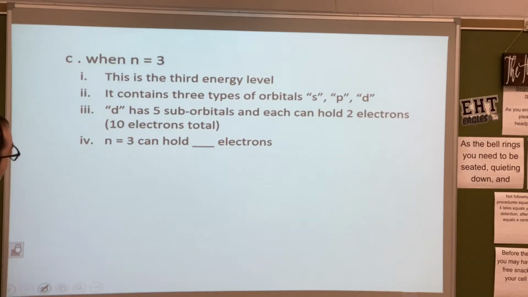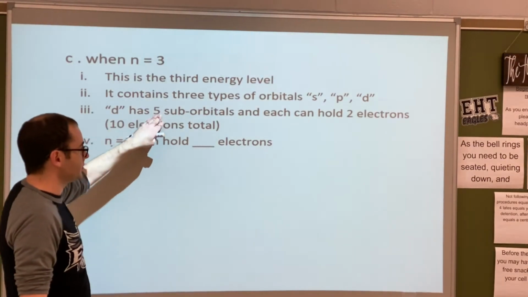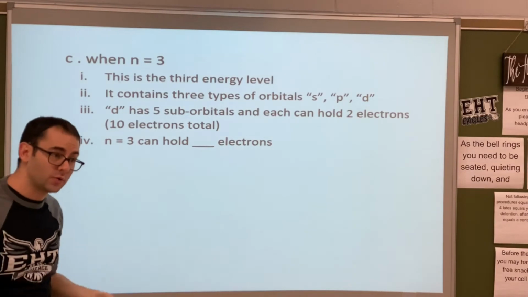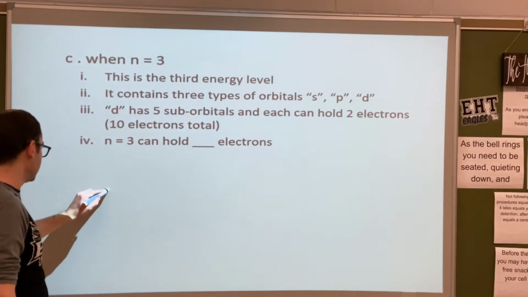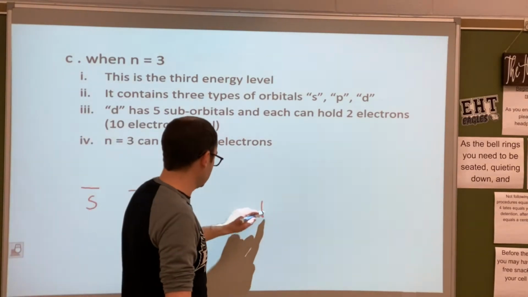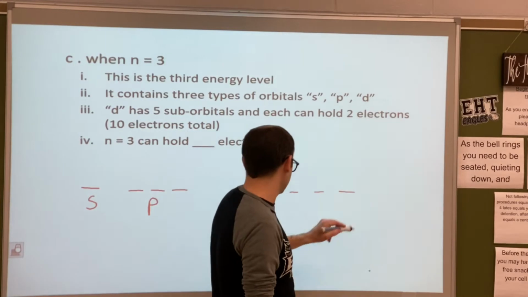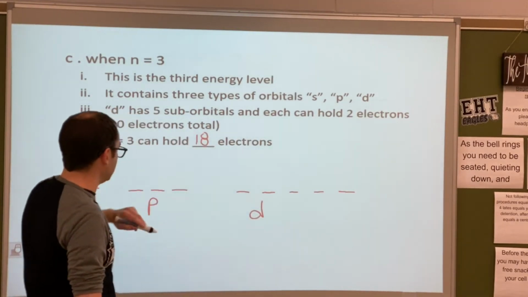Okay, when n equals 3, third energy level, now we have the D's. All right, D has 5 suborbitals. Each one can hold 2, so now we have a total of 10 more, all right? So between the S, the P, and the D, how many now can we hold? 18. Yeah, now we can have 18, exactly. All right, so we're going to have 18 electrons.